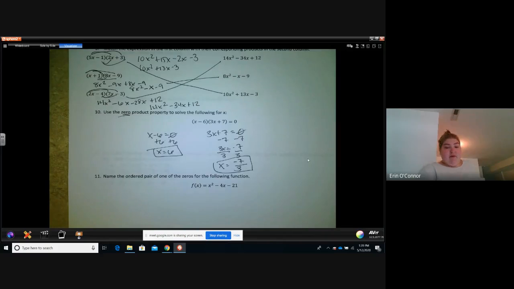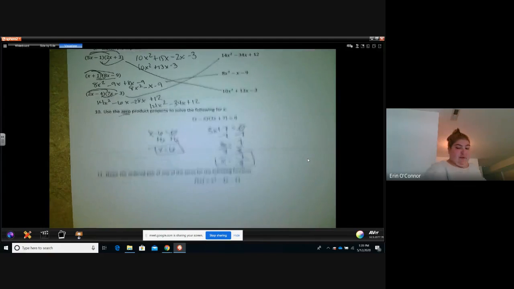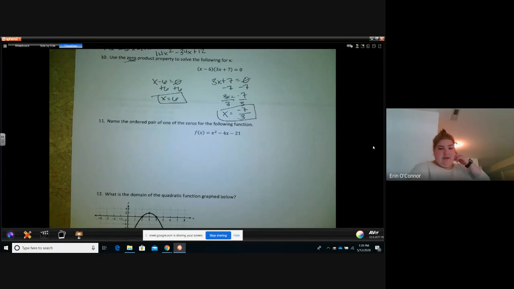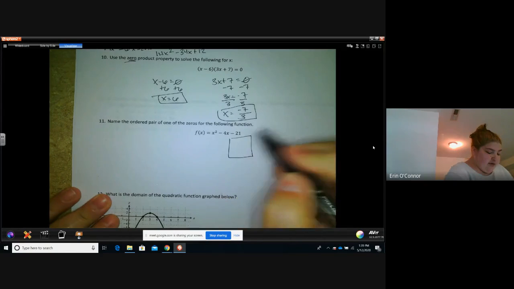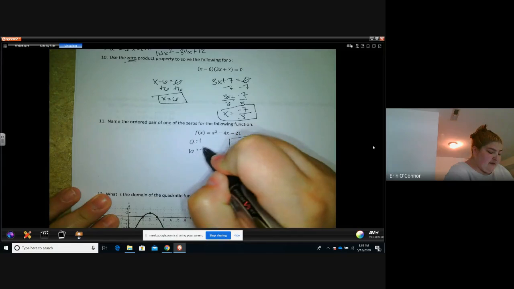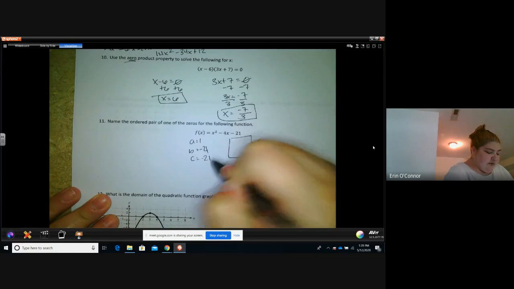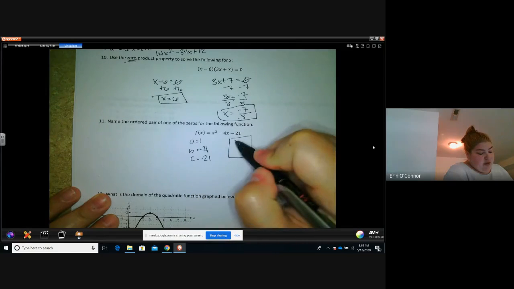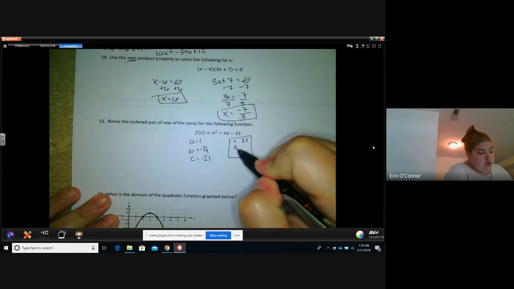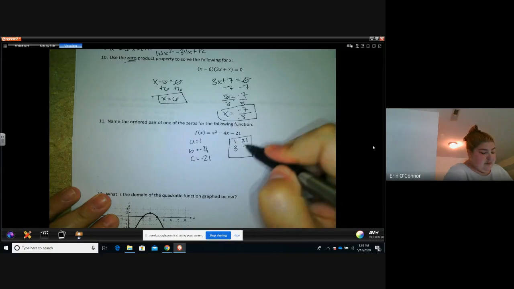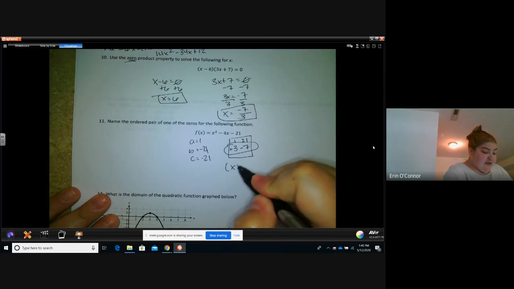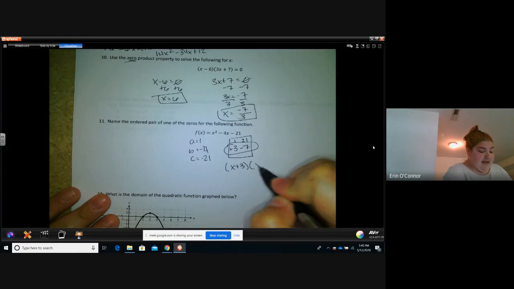Name the ordered pair of one of the zeros for the following function. So we just need one of the ordered pairs. So first of all, let's find the zeros. We're going to factor to find those zeros. So a equals 1, b equals negative 4, and c equals negative 21. Factors of negative 21 are 1, 21, 3, and 7. And to get a negative 4, it would be a negative 7 and a positive 3, which means my factors are x plus 3, x minus 7.